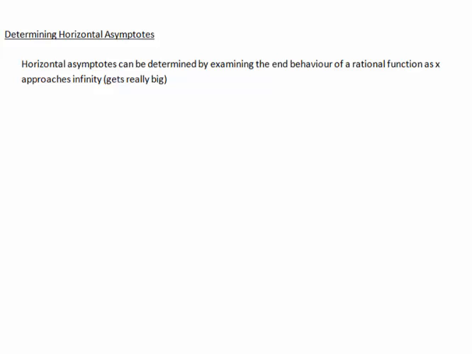To determine the horizontal asymptotes, we're going to examine the end behavior as x approaches infinity, gets really, really big. And this is a concept you'll use in calculus as well. And I just want to explain for a second what this means. So let's imagine we have a rational function 1 over x. If we let x get closer to infinity, get bigger and bigger, let's see what happens to our values.